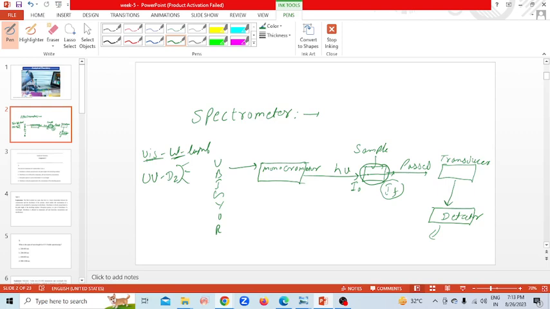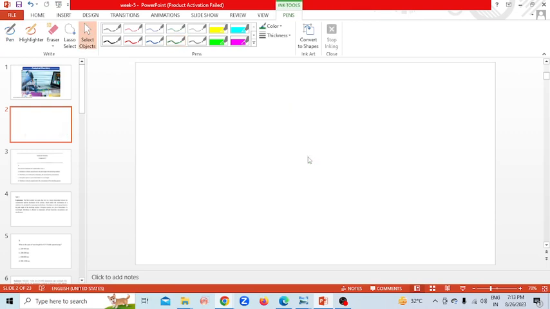So I have already told you that lambda is generally very specific for a particular analyte, and we will discuss more about that. Beer-Lambert law we have already discussed. Now we will discuss how your absorption graph will look. So these are the two axes: this is absorption, and this is the wavelength.